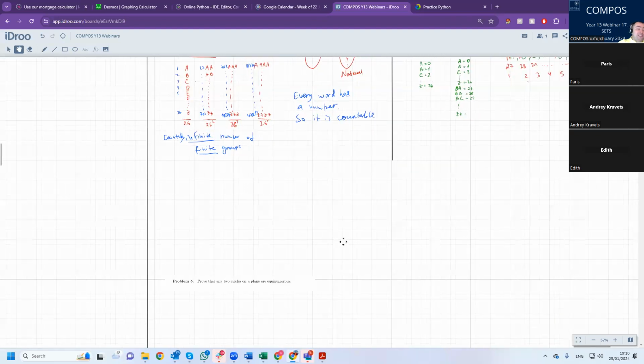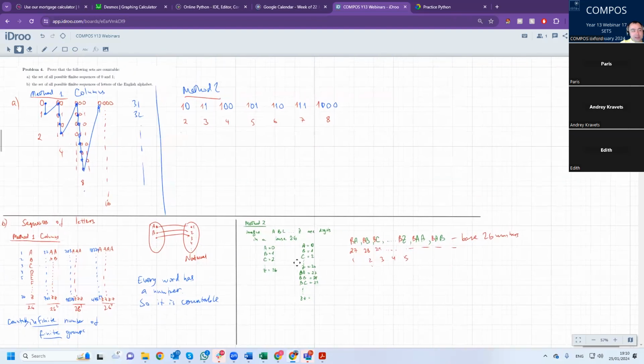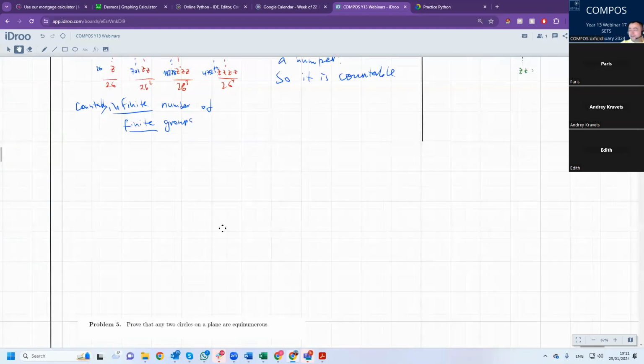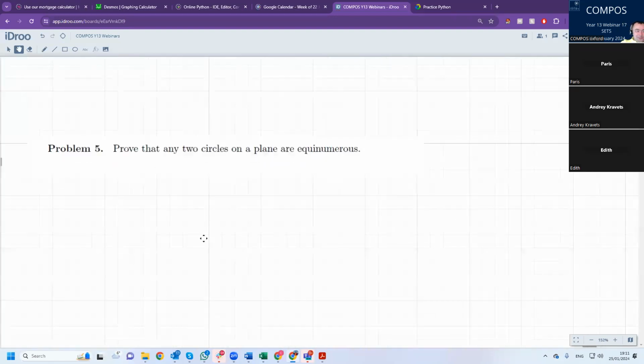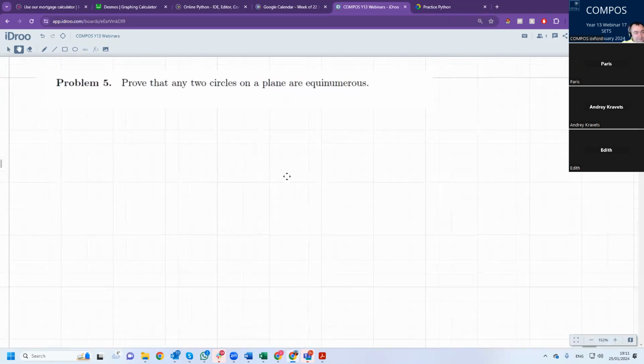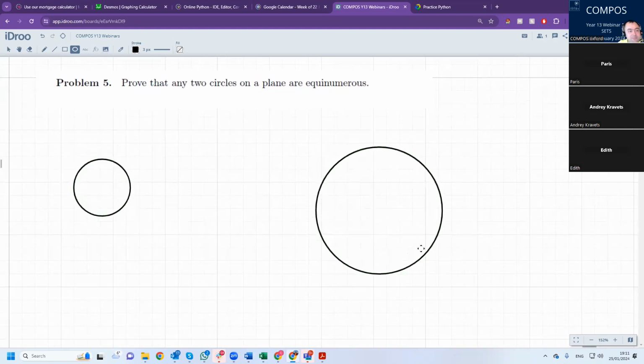And the last question is super simple, like really simple. So just for some relaxation. Prove that any two circles on a plane are equinumerous. That means that they have the same number of points. Well, we take a circle, we take another circle, any two circles. If they're the same size, then yes, it's obvious. What to do when they're different size?